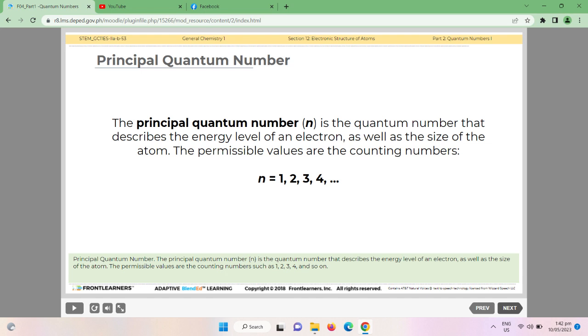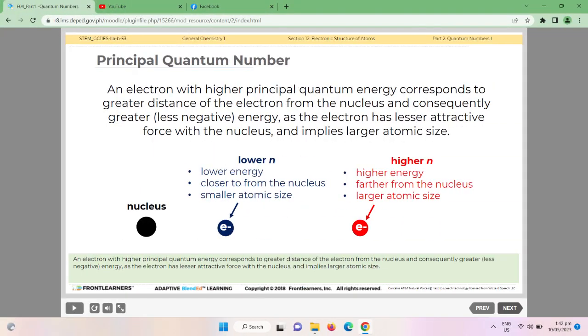Principal quantum number. The principal quantum number, or small letter n, is the quantum number that describes the energy level of an electron, as well as the size of the atom. The permissible values are the counting numbers such as 1, 2, 3, and so on. An electron with higher principal quantum number corresponds to greater distance of the electron from the nucleus and consequently greater or less negative energy, as the electron has lesser attractive force with the nucleus, and implies larger atomic size.